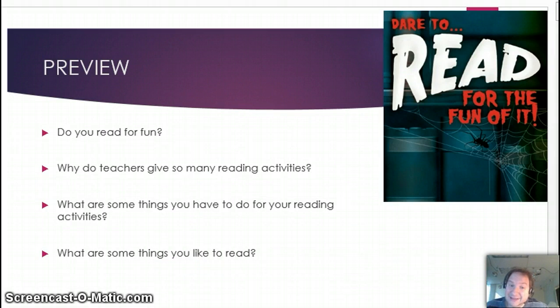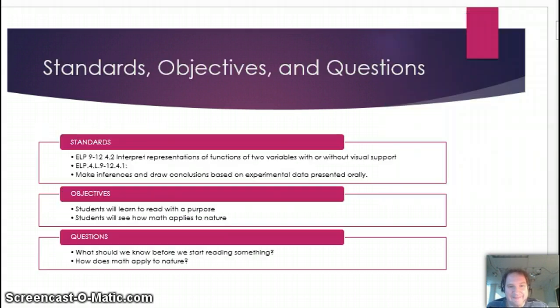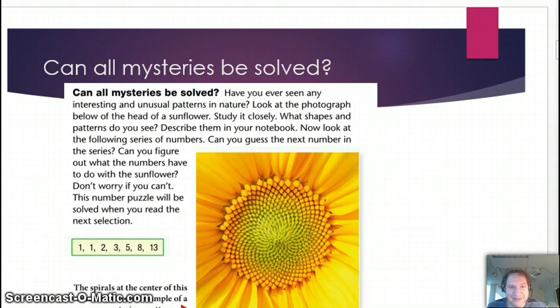So these are some things we'll go over in live classes. Who reads for fun? What kind of reading activities other teachers give you? What do you like to read? There are goals here. And a big thing we're going to look at is how math applies to nature.